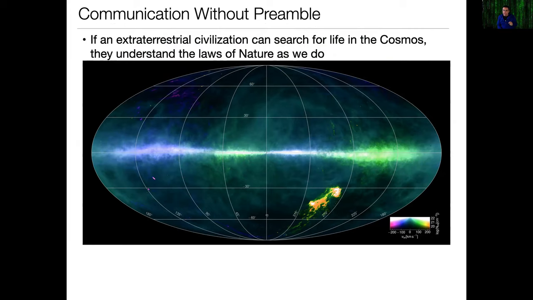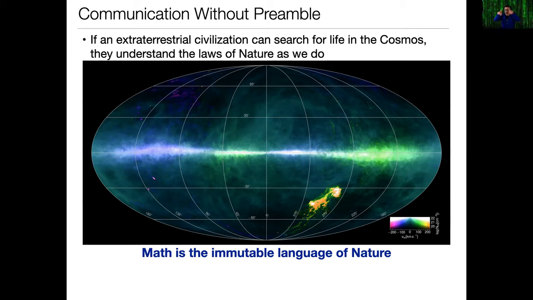If they didn't, then they wouldn't be communicative over the vast interstellar distances that we've been talking about. So what do we mean when we say they understand the laws of nature? We mean they have come to the understanding that we have, that there is an immutable language that nature describes itself in. And that language is mathematics.